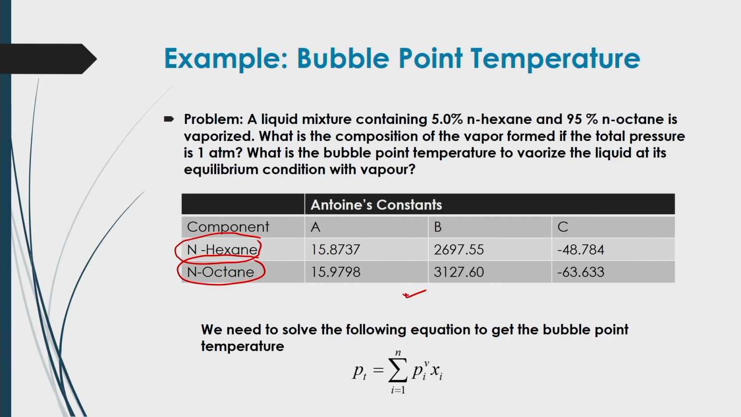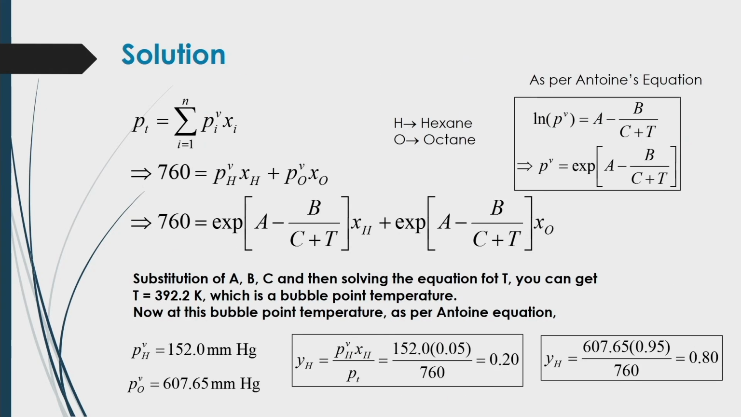Now, we need to solve the following equation to get the bubble point temperature for this problem. To get the bubble point temperature, the equilibrium condition gives you the equality that the total pressure is equal to the summation of P_iV into x_i. So, for all components in the mixture you have to sum up the product of the vapor pressure of that component and its mole fraction.